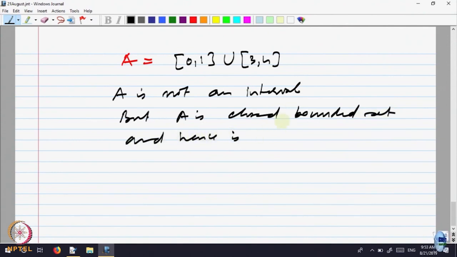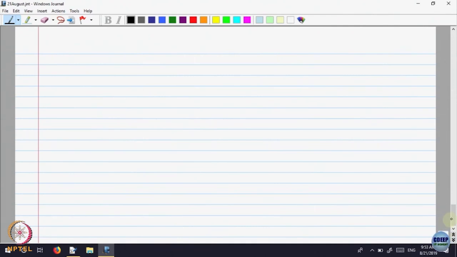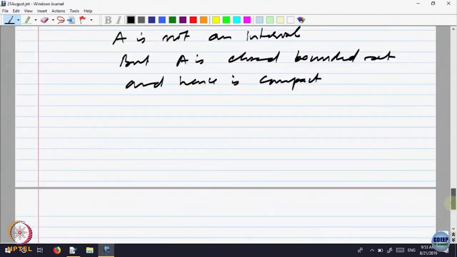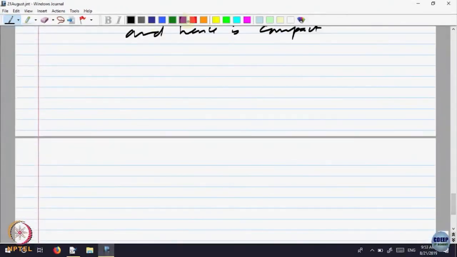is compact. It is not an interval, but it is a compact set. So, compact subsets even of the real line need not be closed bounded intervals. Okay. But what we want to show is it has those properties, the Heine-Borel property you can call it. So, let us write this as a theorem.